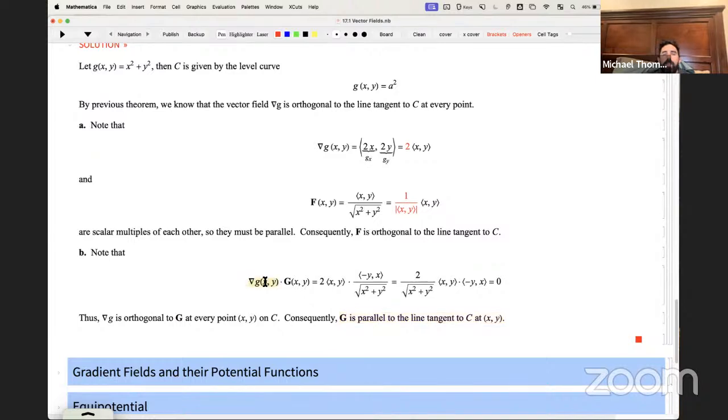So if we take the gradient of G and the vector field and dot them together, you can pull the scalars out in front, and then dot the two vectors. When you dot the two vectors, you end up getting 0 there, so it kills everything. So yeah, that does it. That proves that the gradient of G and the vector field are orthogonal to each other. So that means the vector field is parallel to the line tangent to C.